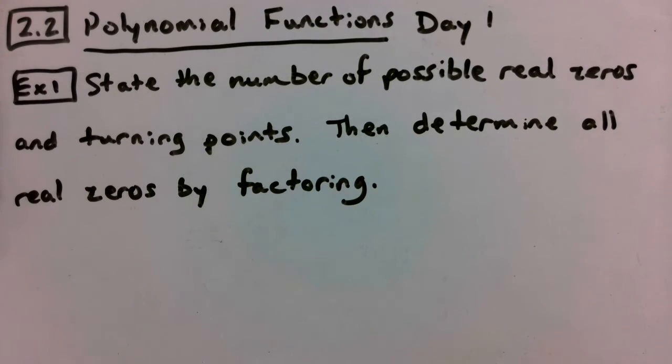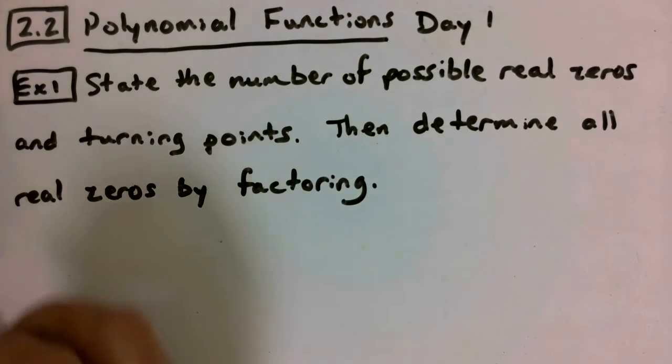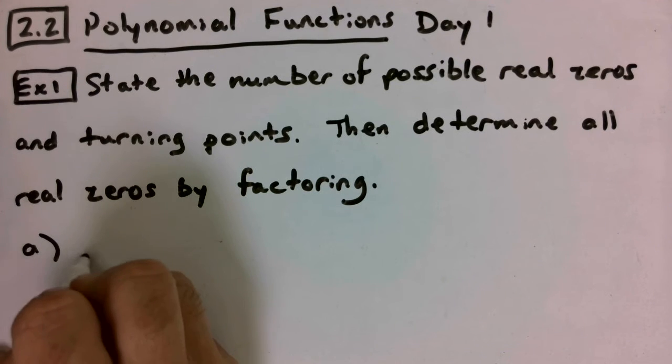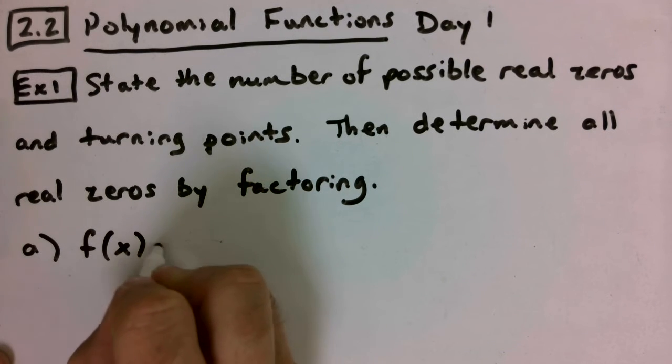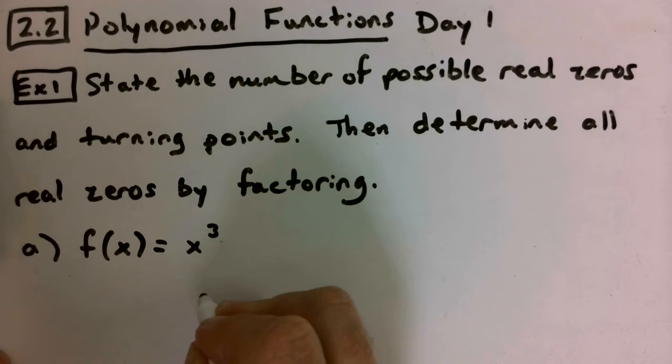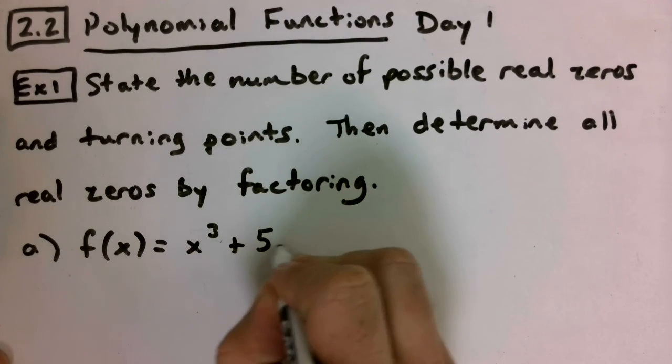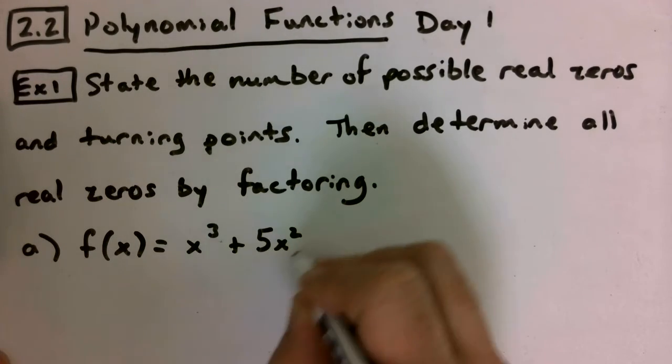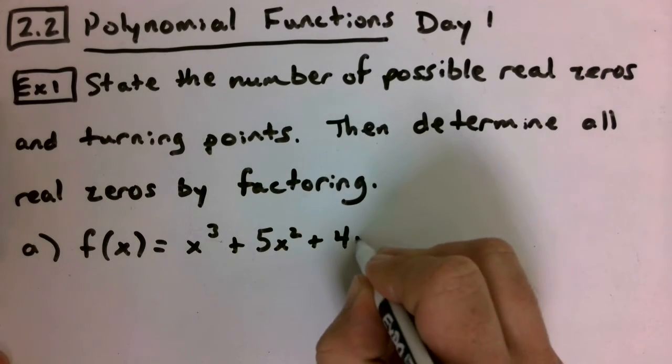So in order for us to do that, we need to have an equation. To start with, we're going to be looking at this function here. F of x is equal to x cubed plus 5x squared plus 4x.